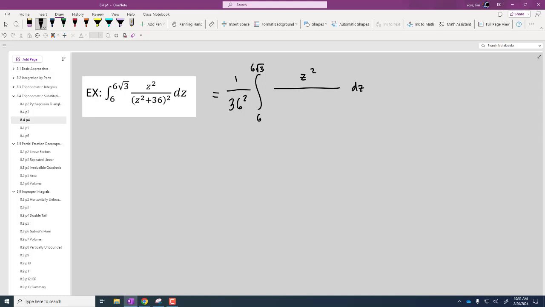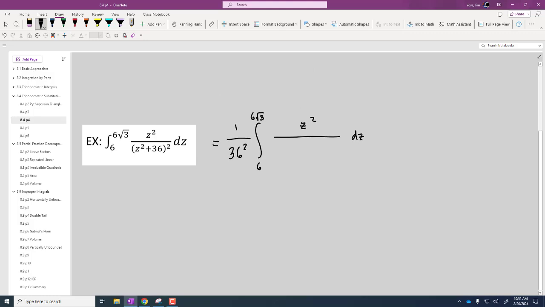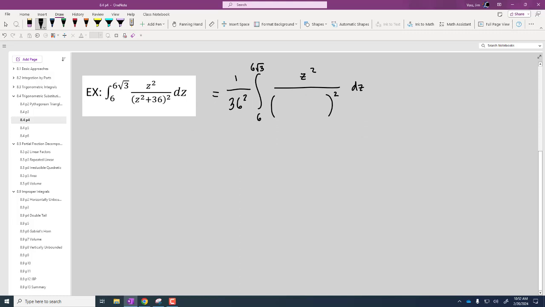Didn't do anything with the numerator. And down here, 36 comes out of 36, leaving a 1. Now there's no 36 with that z squared, so it plops a 36 into the denominator, but then we want to write it as a single square, so we're going to write it as z over 6 quantity squared. So there is the algebra step.